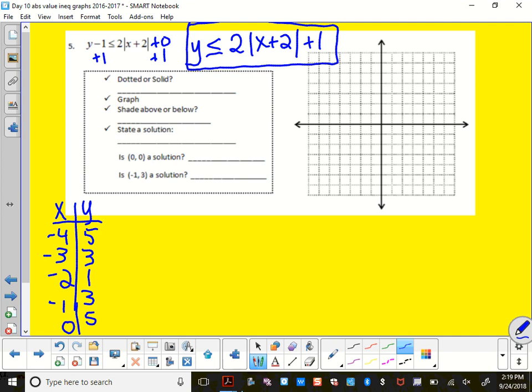Alright, let's plot some points. Negative 4, 5. Negative 3, 3. Negative 2, 1. Alright, what kind of line do I need? Solid. Above or below? Below. So here's my graph, and I'm going to shade everything down here.